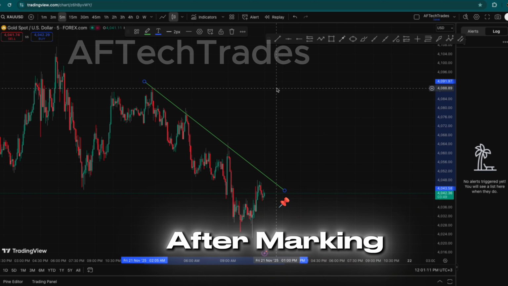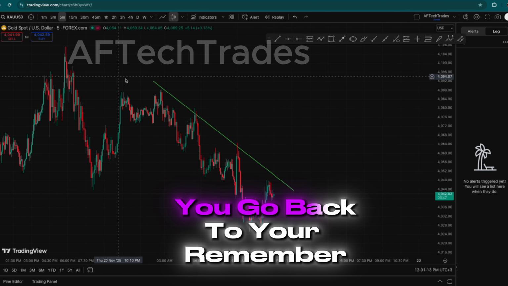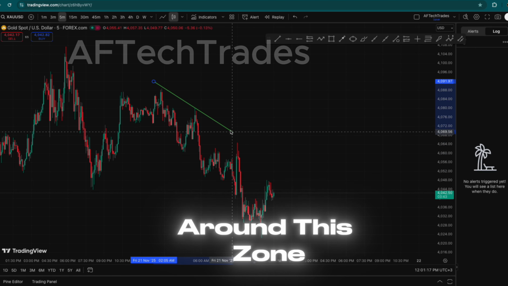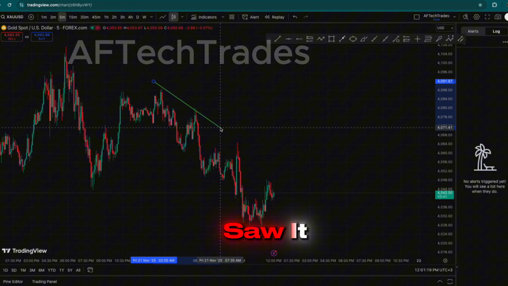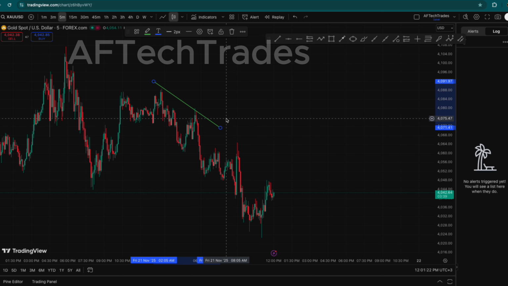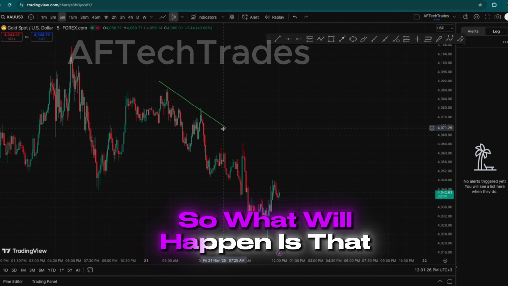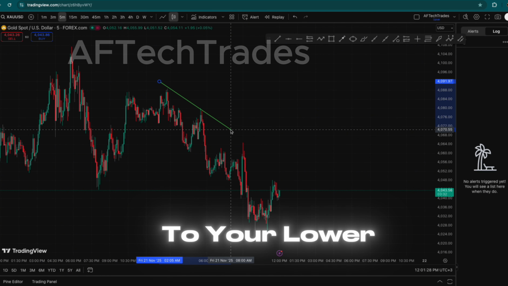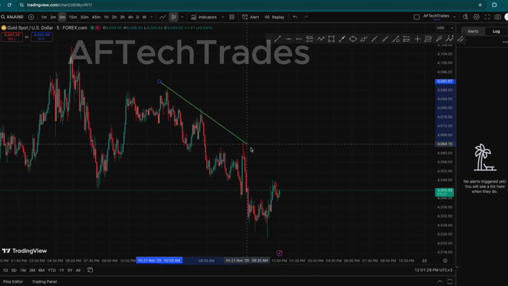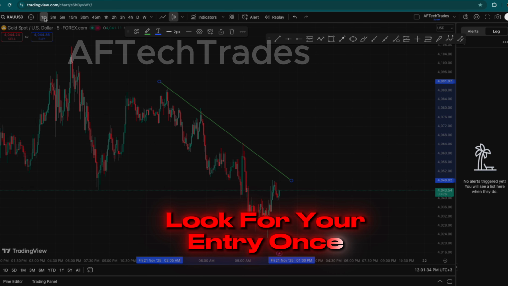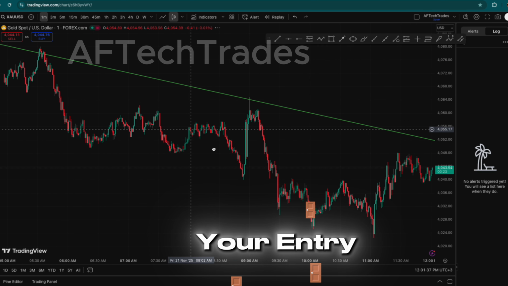And now, after marking this, remember, maybe the market might just be around this zone. For example, when you saw it, you assume here is not part of the market, right? So what you do is go back to your lower time frame, your 1-minute time frame, to look for your entry.